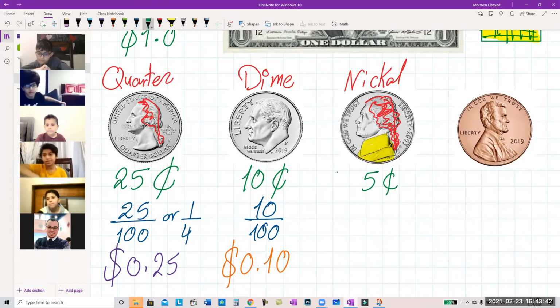Did you go to America? No, unfortunately, no. Me neither. But I know the coins. You have to know the coins because if you want to go to America, you can deal with the coins, deal with the money there.